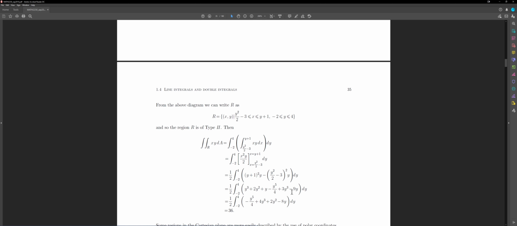And here what you do is you collect everything, you collect the powers. You can group the y cubed together, so you'd get 4y cubed. You can group the y together, where you're going to get minus 8y. And you just integrate this with respect to y. You'd use the power rule on each of these, and then the answer would be 36 here.